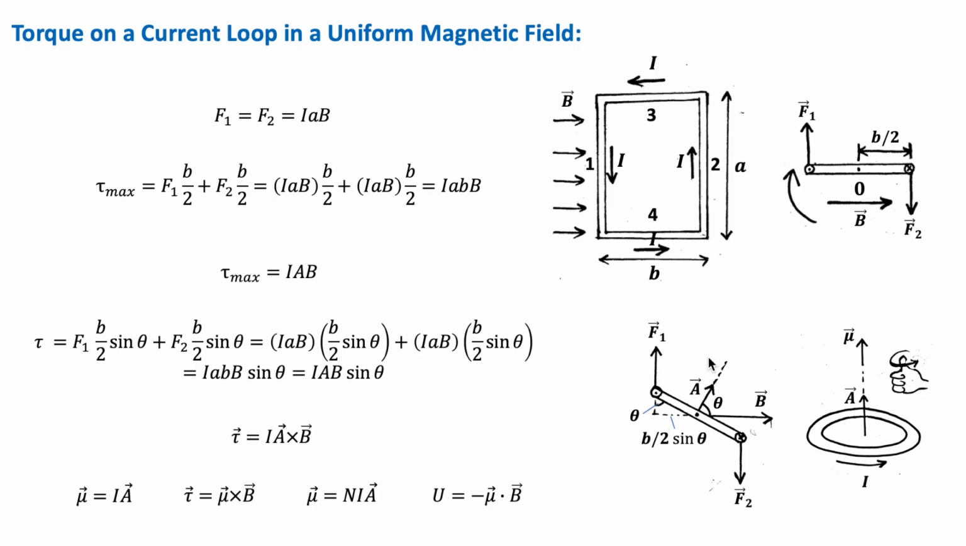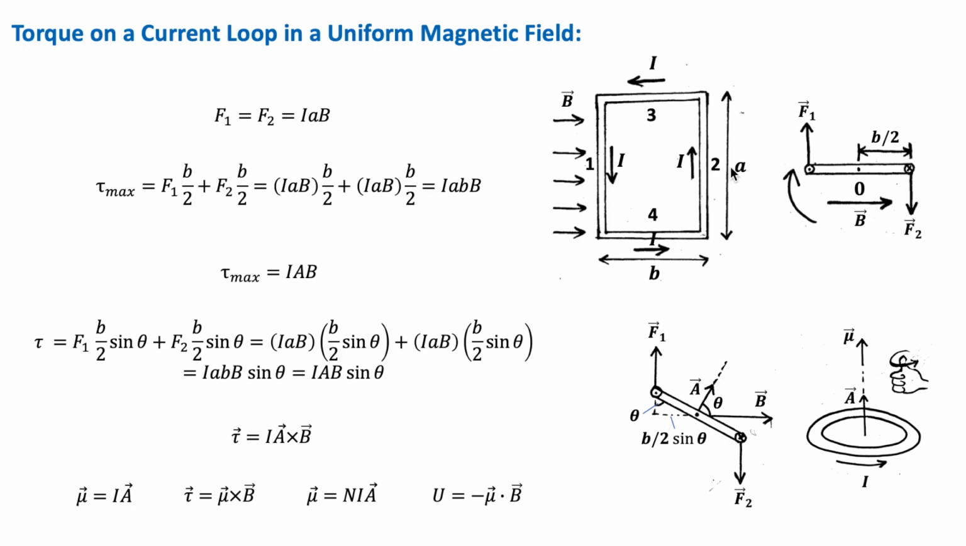So we will now discuss the torque on a current loop in a uniform magnetic field. And we shall show that even though the net force on the current loop in a uniform magnetic field is 0, the net torque is not 0. And this is the basis for the operation of motors and generators because the loop will start to rotate.